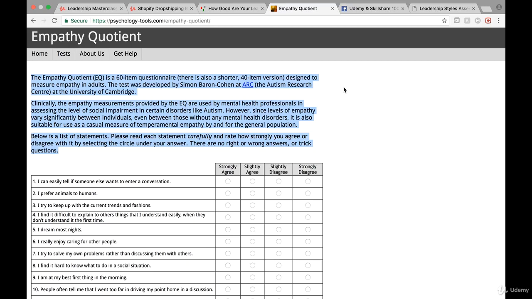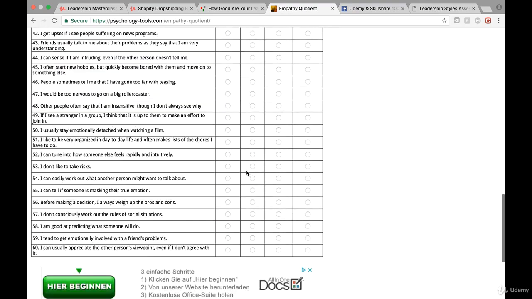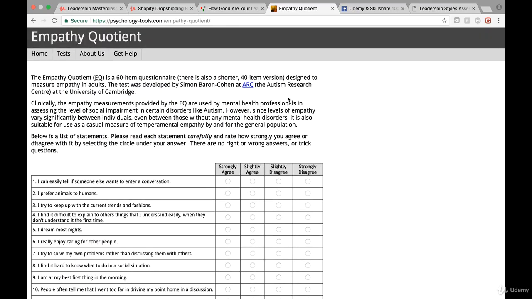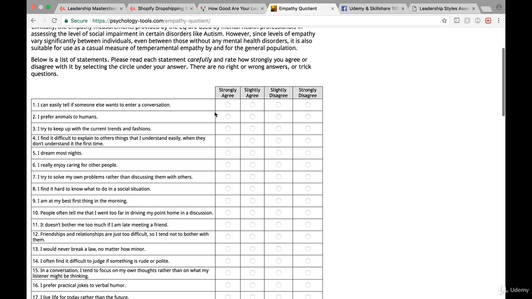So what I want to do with you is I just want to fill all of these out. Now, these are 60 different questions, so it may take some time until we're done with that. If you want to also do the test, just simply type in psychology tools, and then afterwards empathy quotient. So the URL is psychology-tools.com/empathy quotient and then / again. So this is basically what I want you to do. Just go there or type in psychology tools and then empathy quotient, and you will find this test. So let us start with the first one.